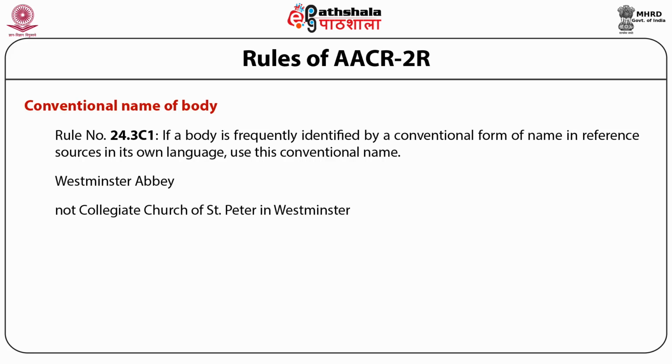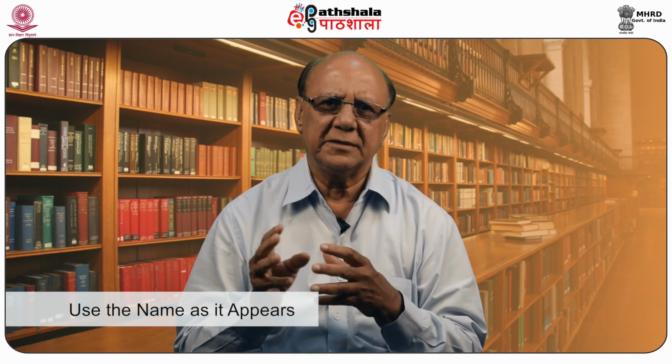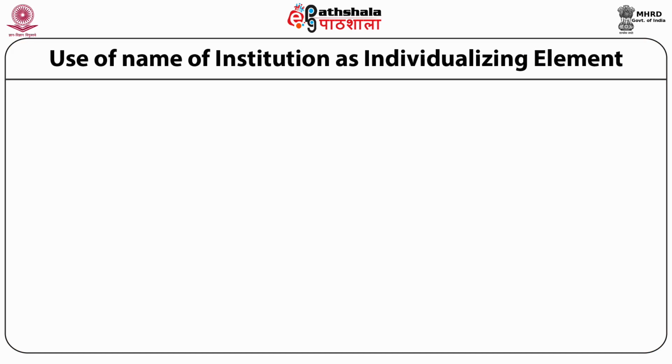Variant forms of the name of corporate body. AACR-2R rule 24.2b prescribes that if variant forms of the name are found in items issued by the body, use the name as it appears in the chief source of information as opposed to forms found elsewhere in those items. Use of name of institution as individualizing element.